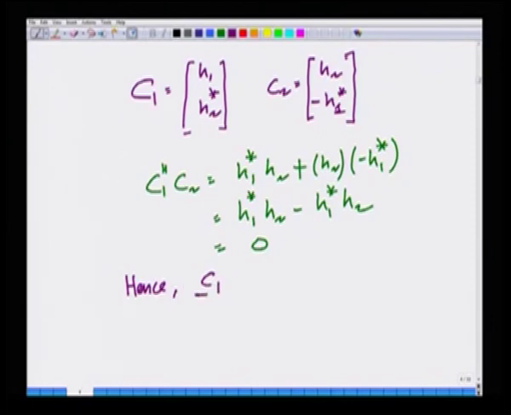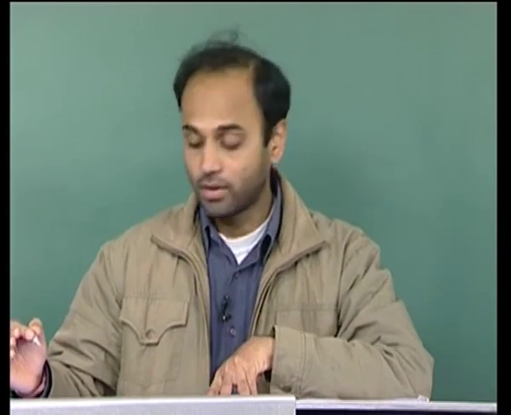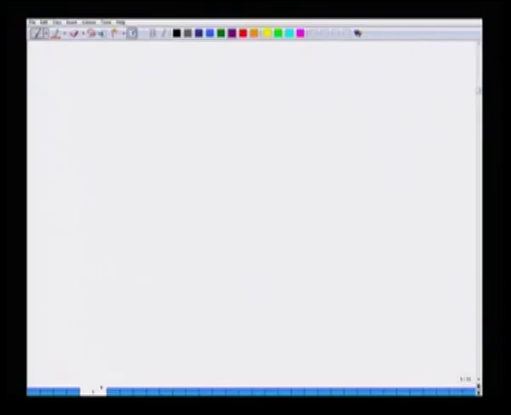C1 divided by norm of C1 can be employed as a receive beamformer to detect x1. Hence, C1 by norm of C1, that is the first column, can be employed as a receive beamformer to detect this symbol x1. For instance, let us take a look at it.